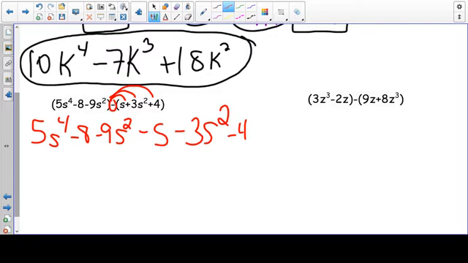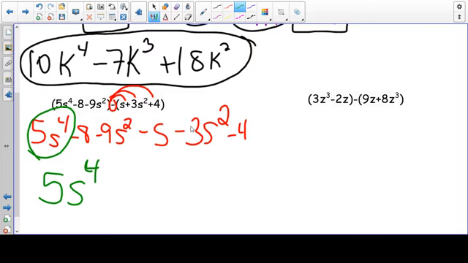So let's look for those same kinds of numbers. I want the biggest exponents possible, so my 4. Well, I don't see any more of those, so that must be the only one. So my answer is just going to have 5s to the fourth. Next, I look to see if I have any cubes or third powers. Nope, don't see any of those, but I do have some squareds.